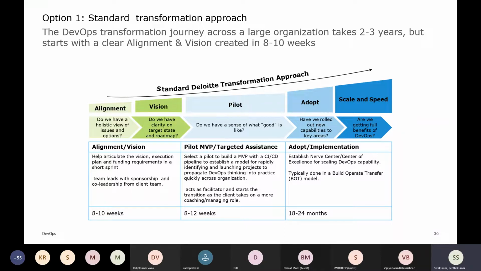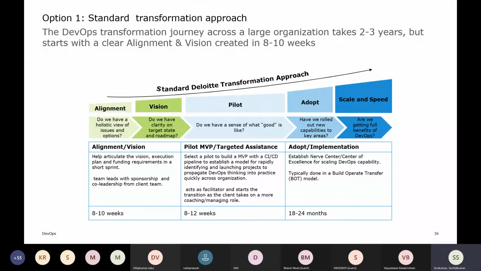So what could be the planning process for this? Just an example, the standard approach in this company: alignment and vision, pilot, adopt, and scale and speed. What is alignment and vision all about? It helps articulate the vision, execution plan, and funding requirement in a short sprint. So everyone, like team leads, sponsorship and co-leadership from the client team, organizes and prepares the plan for the vision of what we are going to do. This comes from the product owner side.